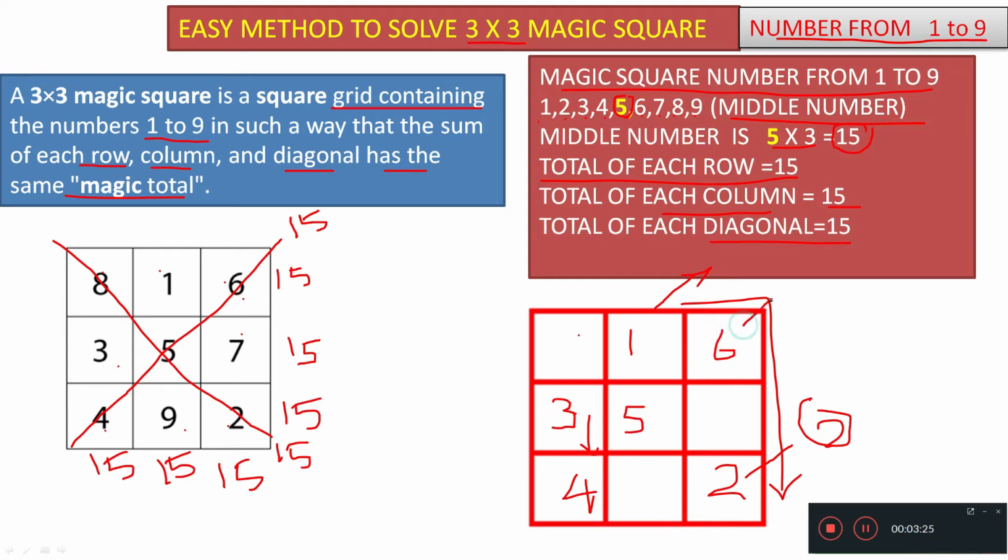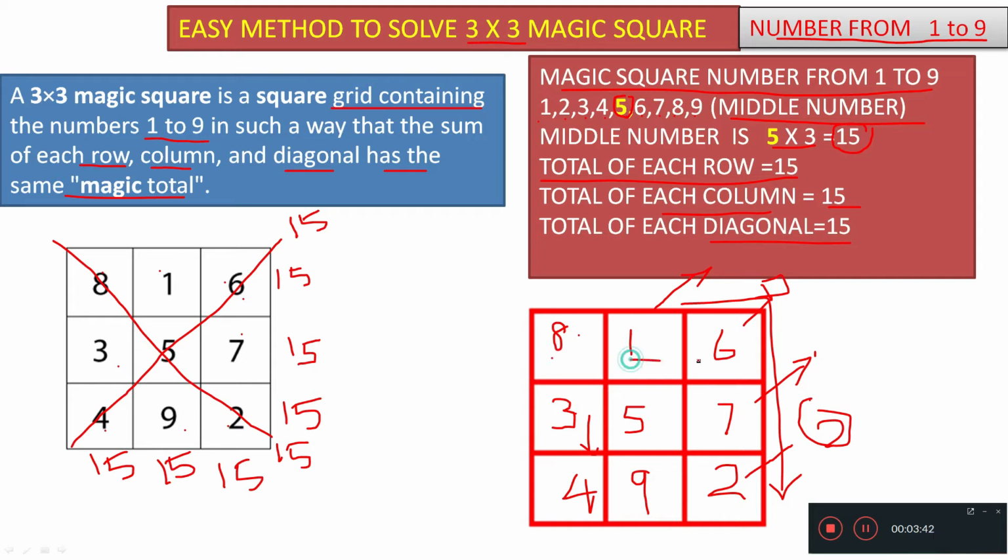Again 7. 7 you cannot place because there is no box. So you should come down. So 7 you can put it here. 8 you have to go diagonally, no box is there, so come to the left. 8. Now one number is left out, 9. You put it here.